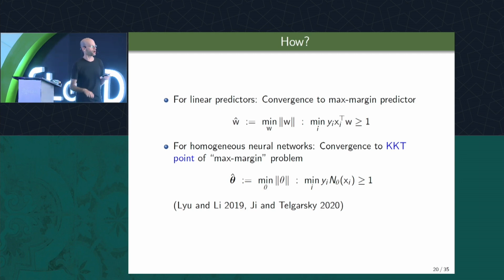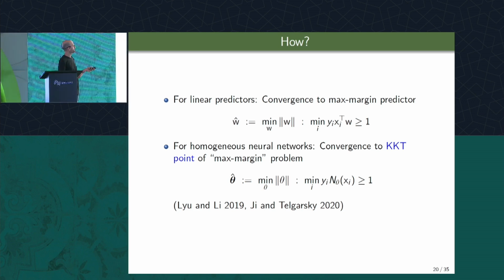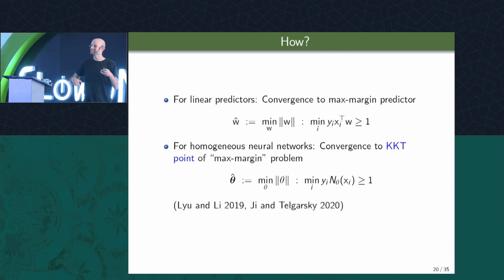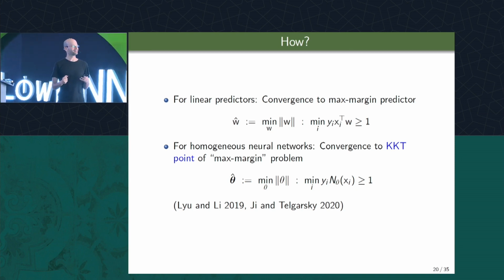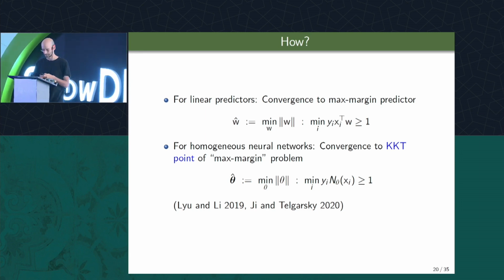a max margin problem. So your network is now parameterized by some theta, and theta would be a KKT point of this problem. Again, you minimize the norm of theta such that the margin on each example is at least 1. Okay, a KKT point does not necessarily mean that we converge to a global optimum of this problem, but intuitively it means that the algorithm is at least trying to optimize this max margin problem.